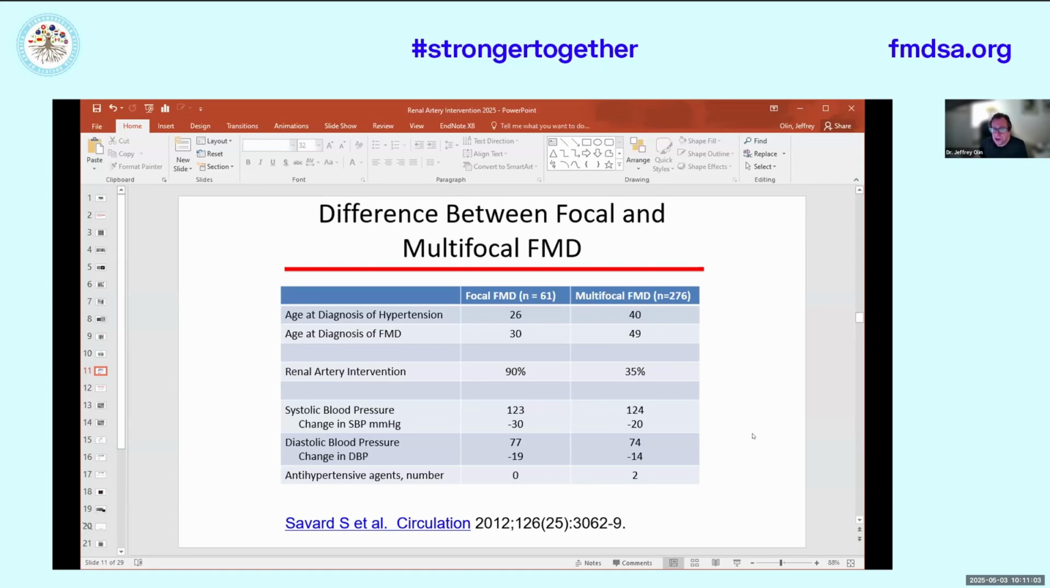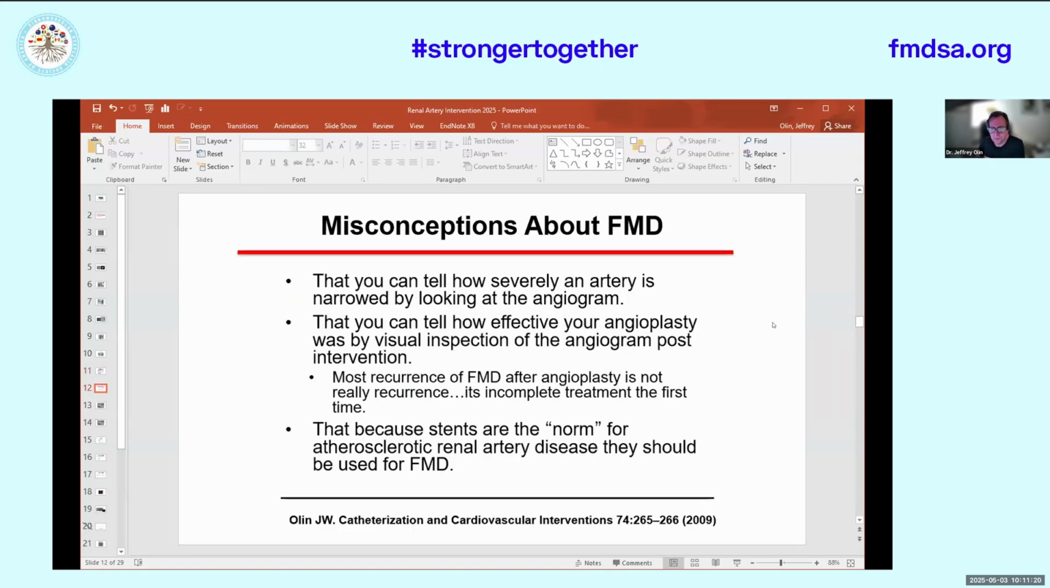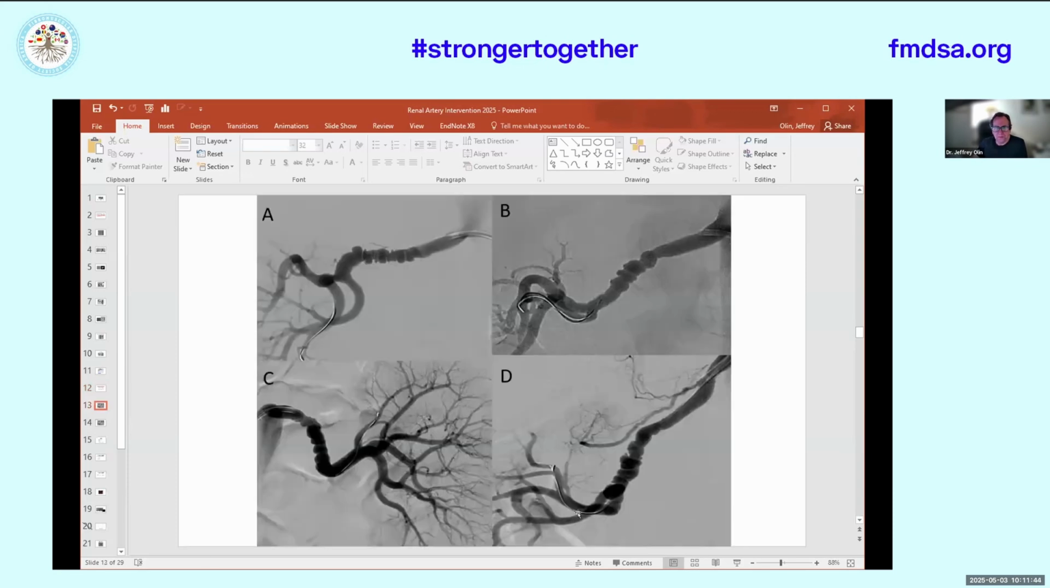In fact, if patients are just treated with an average of 2 drugs, on the whole, you can get the blood pressure normal. You can decrease the systolic by about 20 and the diastolic by about 14. So the indications for multifocal FMD are different than the indications for focal FMD. Now, there are certain misconceptions that you can tell how severe narrowing the artery is by looking at it, that you can tell how effective your angioplasty is by visual inspection, and that because stents are the norm for atherosclerotic renal artery disease, they should be used in FMD. All of these are false.